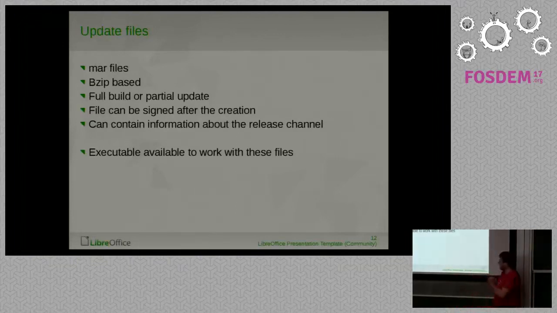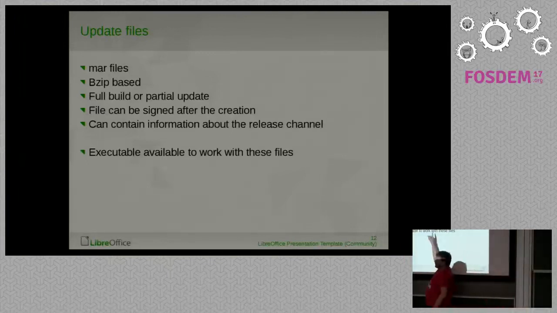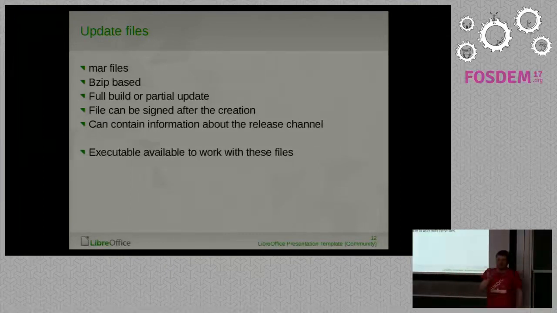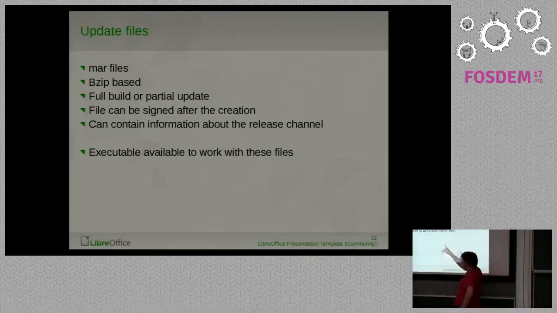So how do the update files look? They are MAR files. It's just something the Mozilla guys have come up with. It's bzip based. You just take an archive, but it has the ability to generate partial updates. So it can contain information that some of the files have changed and just write the diff of these two files. We have a tool to generate these partial update files.